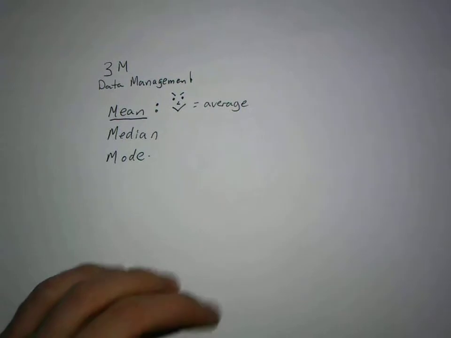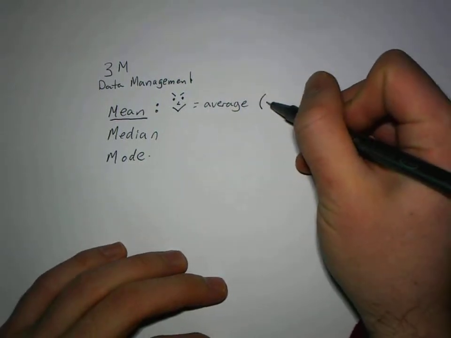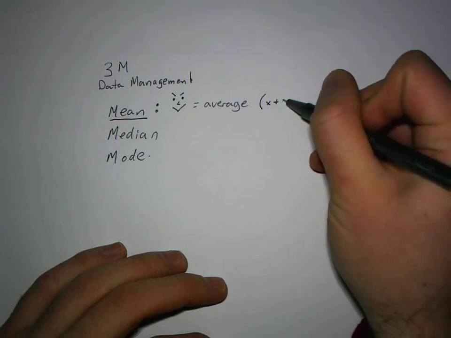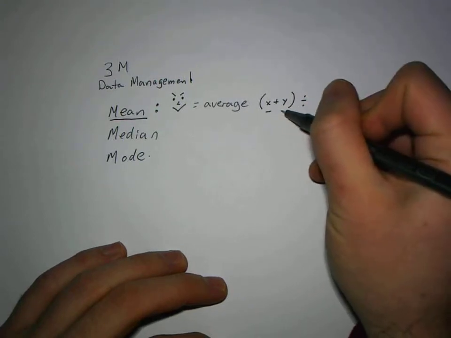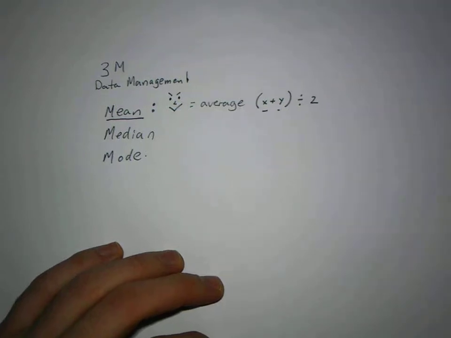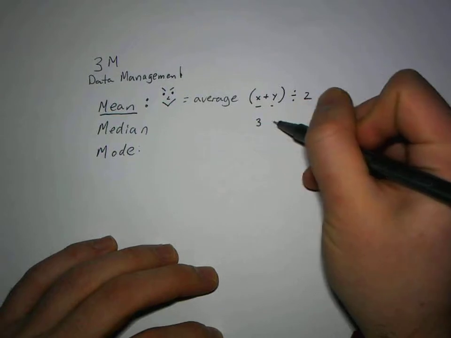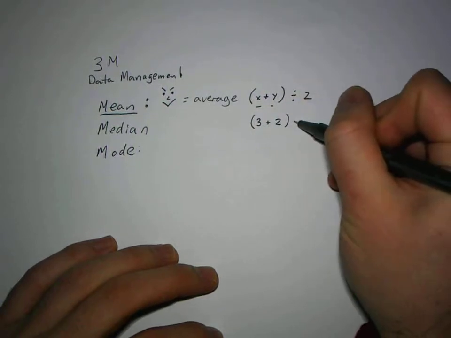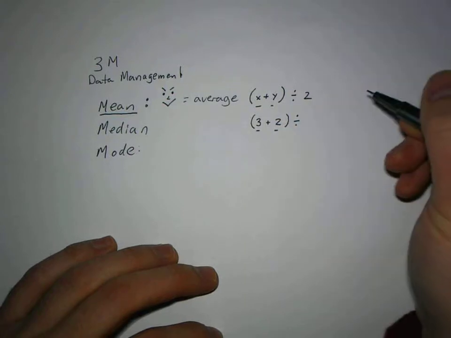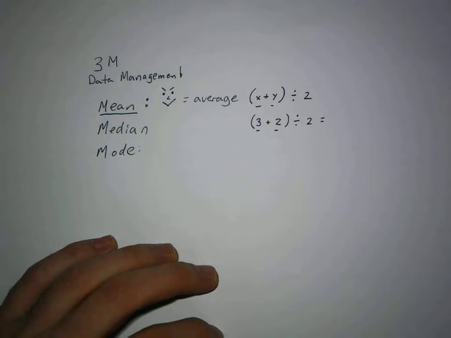Basically, when you want to find the mean, you got to do x plus y, and then you divide it by the number of digits you have, which is like 2. That looks confusing, so I'll give you a real life example. We'll put 3 plus 2, you add them together first, and then you divide by the number of digits inside the brackets, and there's 2, and that will give you the mean.